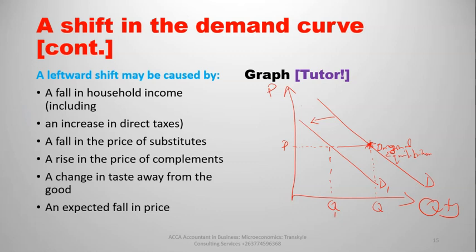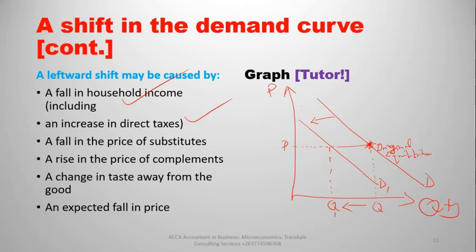So there has also been a movement in the quantities demanded. They have reduced. What could cause this movement? All right, this could be caused by a fall in household income, including an increase in direct taxes.